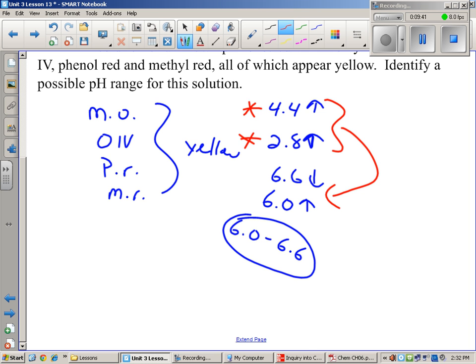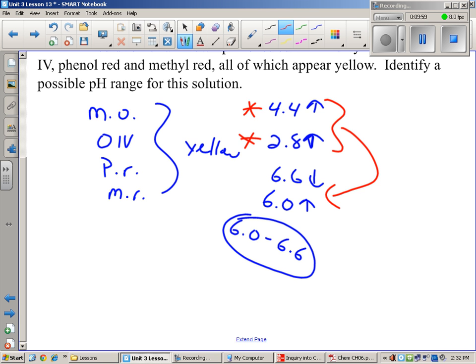Do I need to use all four indicators? The answer is probably not. How do you know, though? You've got to start somewhere. How do I know to pick phenol red and methyl red right from the beginning? For example, when we walk into the lab and you say, I'm going to test these 6 solutions, maybe I'll just pick those two. Well, you'd be incredibly lucky.